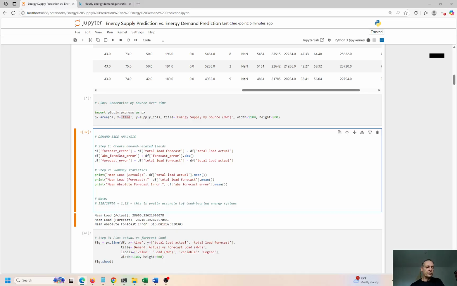We're going to take the absolute. So whether it's load positive or load negative, doesn't matter. We're taking the absolute value of that, dot ABS. So we get that property. Then we can look at the mean load actual, the mean load forecast, and the mean absolute forecast error to try to determine how accurate the forecasts are compared to what we're projecting into the future and what we are actually getting. Okay, so we get a mean.